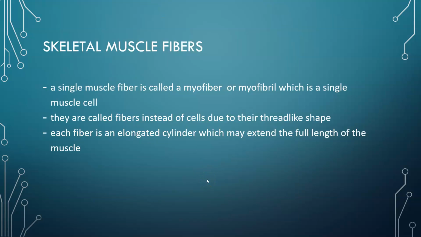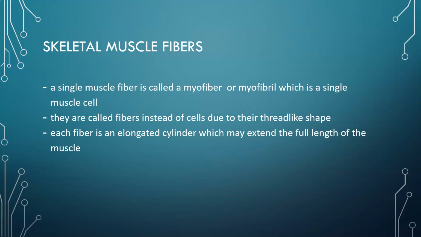We've mentioned this before, that when we look at a muscle cell, we call it a muscle fiber, but more importantly, we either call it a myofiber or a myofibril. So whenever you see a myofiber or myofibril, that is associated to the fiber of the muscle, but it is in fact actually a muscle cell. They're called fibers because they look like a thread or a hair. So when we think of it that way, we can then say a muscle fiber is an elongated cylinder which can extend the full length of the muscle.